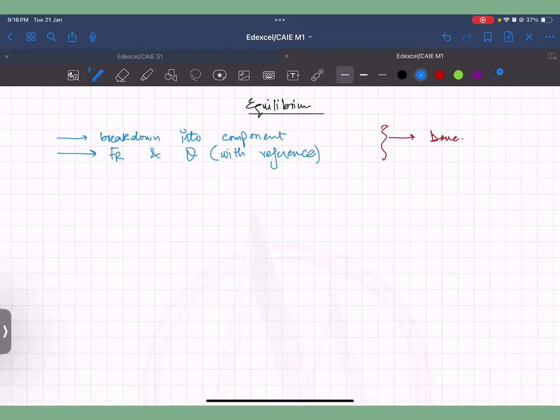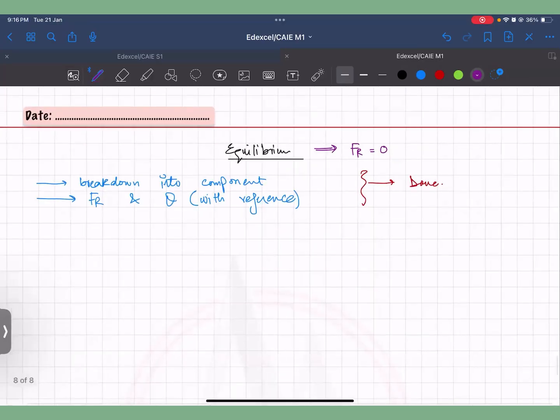Yes, that's it. Whenever they talk about equilibrium, your resultant force is always equal to 0. And there's one more thing also. I think you do this in your AS level physics, that for complete equilibrium, your resultant force on an object or on a point should be 0, and the sum of moments on the object should also be equal to 0. Right now we are going to work on the first part.